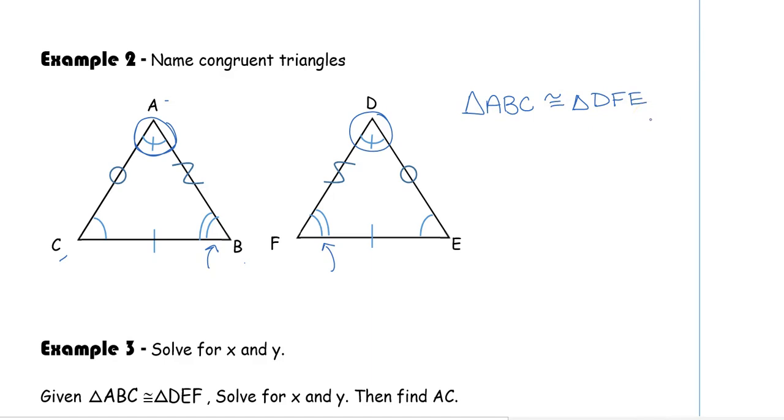And remember that there are many ways I could have done this. For example, we'll just do one more. Instead of going ABC, let's pretend that we went triangle BAC.